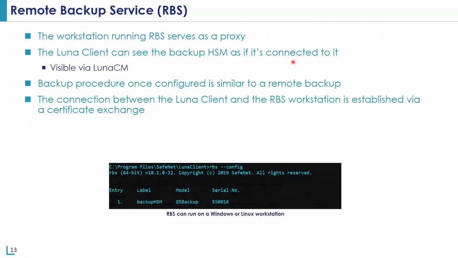So this works as your proxy, and your Luna client will be able to see your backup HSM. The command to take the backup in case of RBS is the same which you would run using your Luna client. The command is exactly the same. The only difference is in case of Luna client, you have a physical connection between your backup HSM and your client. But in case of RBS, this workstation works as your proxy. The commands are exactly the same.